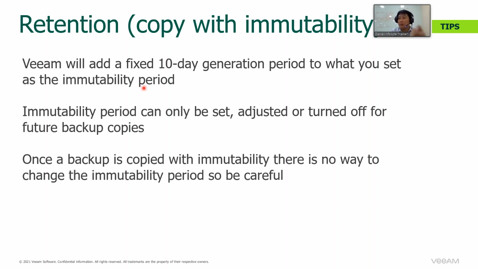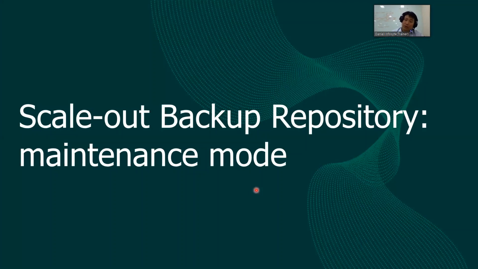Okay? So the immutable period can only be set, adjusted, and turned off for future backup copies. As I mentioned, if the backup data sits in the object storage with immutability configured, you have no way to change it later. Until the backup data expires, only then can you make changes to it, maybe deleting it. Okay? So there's no way for you to change your period. That's why please be careful. You will incur additional costs over here. Alright. So those are the tips.